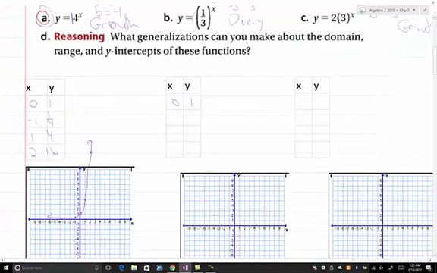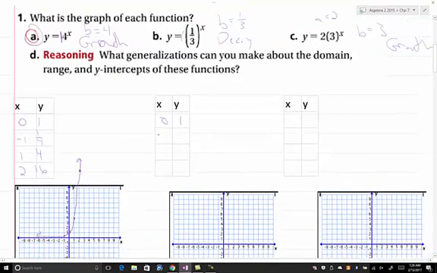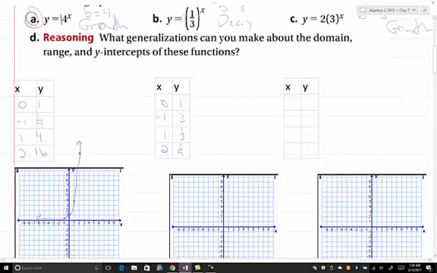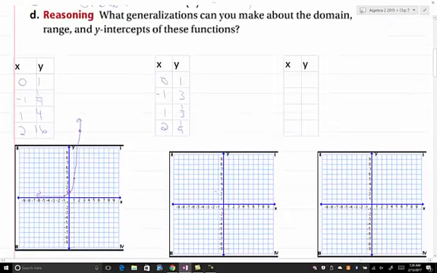We flip those around. 1/3, so let's throw in negative 1, 1, and 2. Let's see what happens. Negative 1 gives us 3. 1 gives us 1/3. 2 gives us 1/9. So we should see the exact opposite of that. Negative 1 is 3. Here's our y-intercept. Here's 1/3 and 1/9. So let's see these points swoop down for a decay.